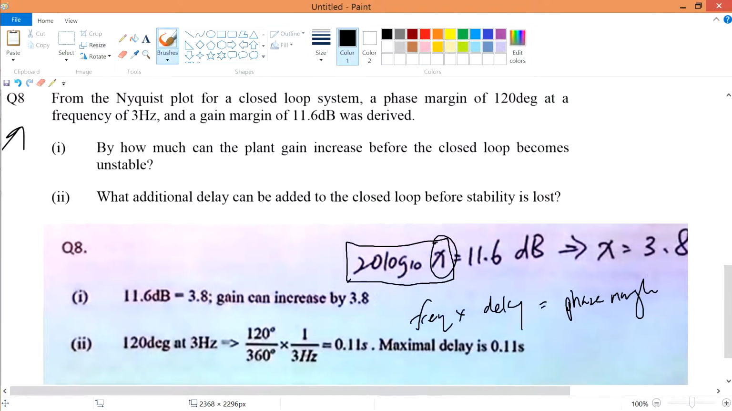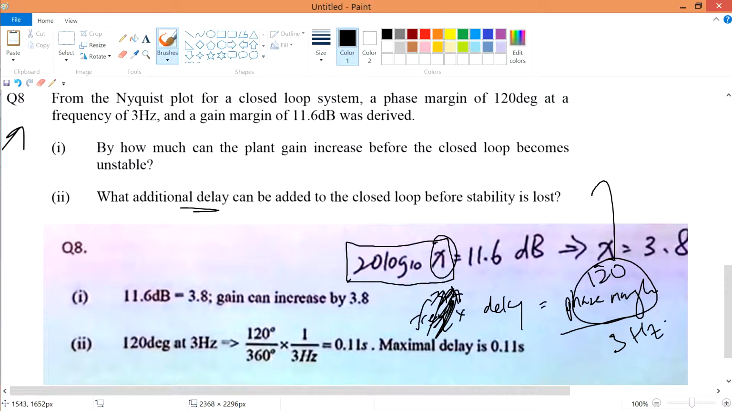In the past we know that frequency times delay is equal to the phase margin. Now we're asked to find our additional delay. So what we can do is get our phase margin first. We know that the phase margin is 120 degrees and the frequency is 3 Hz. So I'll just simply bring this frequency downwards to the side, and you may be tempted to do that. No, the phase margin must be in terms of radian mode.